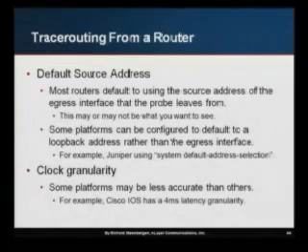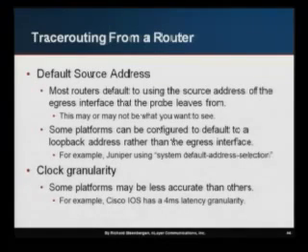Here are things you have to know about traceroute from the router. The default source address on most routers is going to be the source address of the egress interface that the probe leaves from. In Cisco, there's no way to change this. I don't think there's a way to change this in Foundry or any of the other Cisco-like platforms. In Juniper, there's a way to change it by setting system default address selection, but by default, when you get the box out of the crate, it's not going to do this. So you need to know what your source address is to figure out what the return path is going to be.